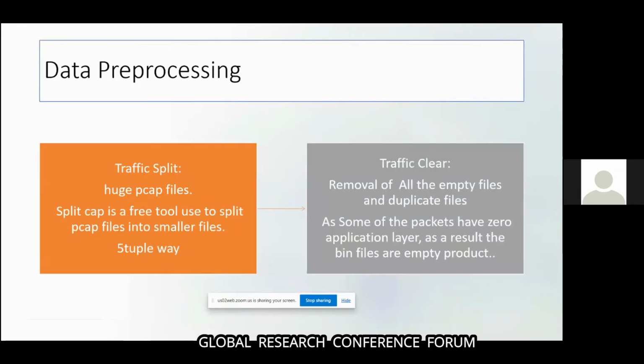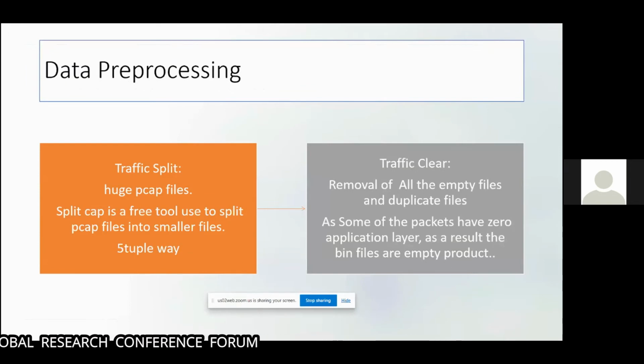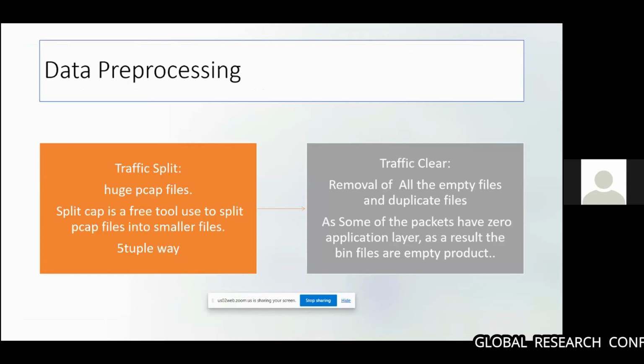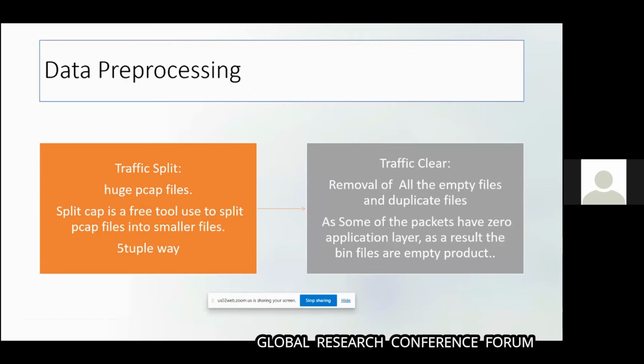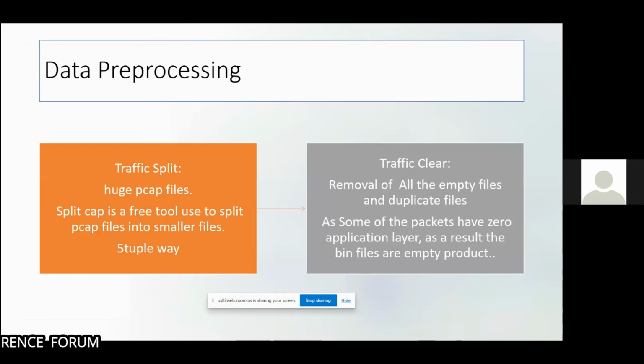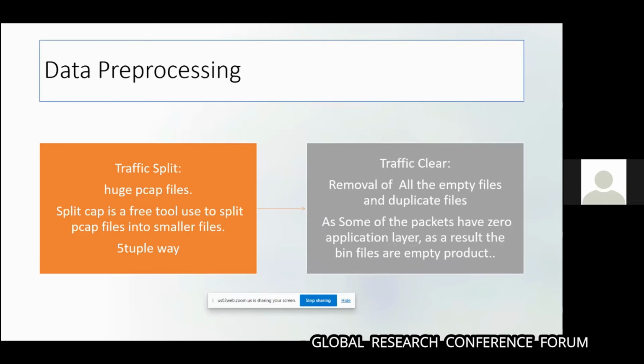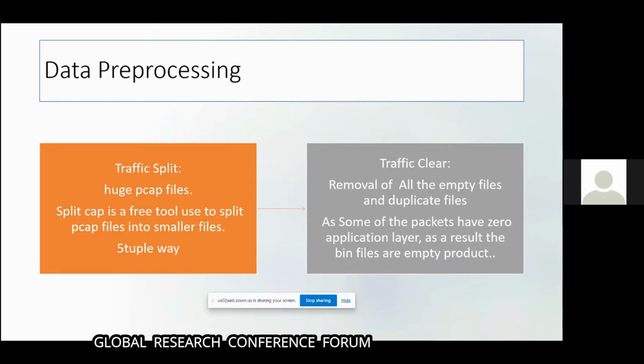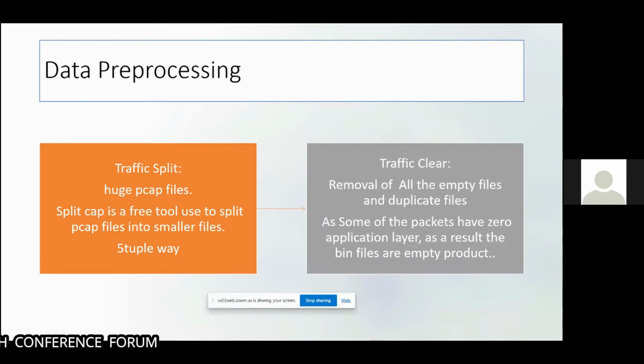Traffic splitting: because of huge pcap files, we have to split them into smaller files using the SplitCap tool. Then I have to do it in a 5-tuple way. What is the 5-tuple way? Source port, destination port, source address, destination address, and protocol. So these five are the basic features I have used for my classification.